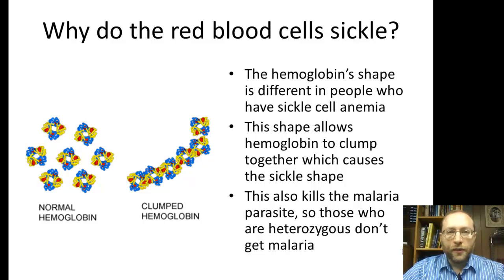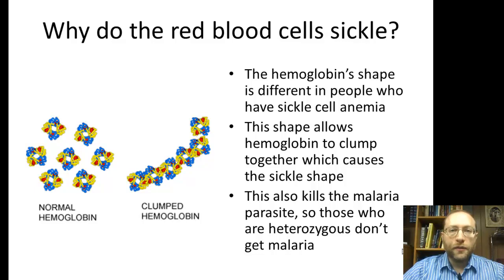But there is a good thing. If you're living in sub-Saharan Africa, which is why it became so common, when an individual is heterozygous, they don't have enough of the sickling allele to cause it to clump up so much to make the sickle shape, but the conditions in the red blood cell are such that the parasite that causes malaria will be killed. So someone who has this gene, if they're heterozygous, will not come down with malaria, and someone who has normal hemoglobin will. So for that reason, it evolved to become common in sub-Saharan Africa.